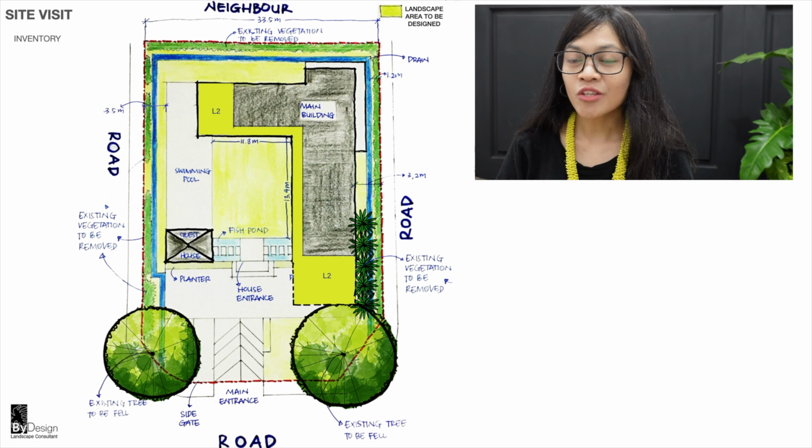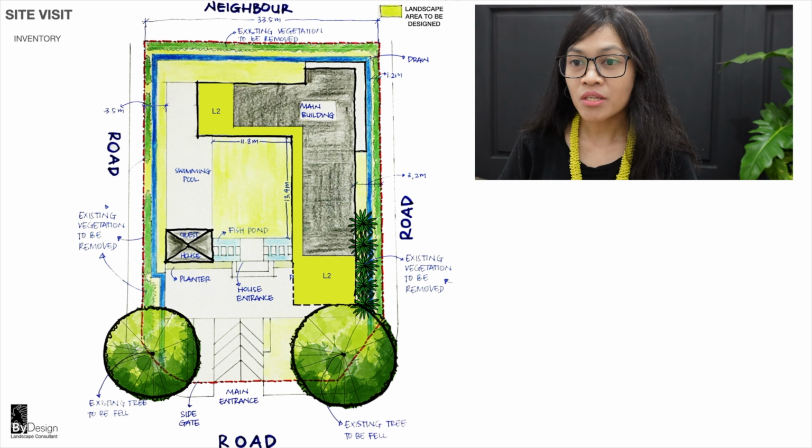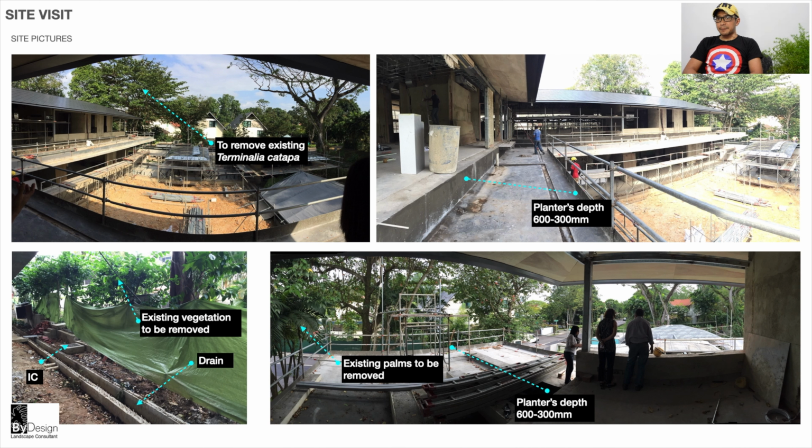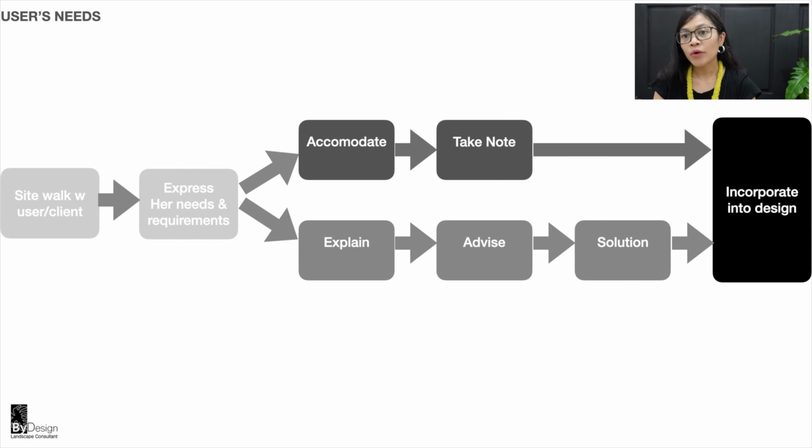The drawing is not necessary to be perfect or have a nice rendering, but the most important is we understand it, because it is for us to start work on our desk and continue to the next step. And these are the site pictures that we took during the site visits. It helps us to review the site again. So look at this diagram to understand easier.